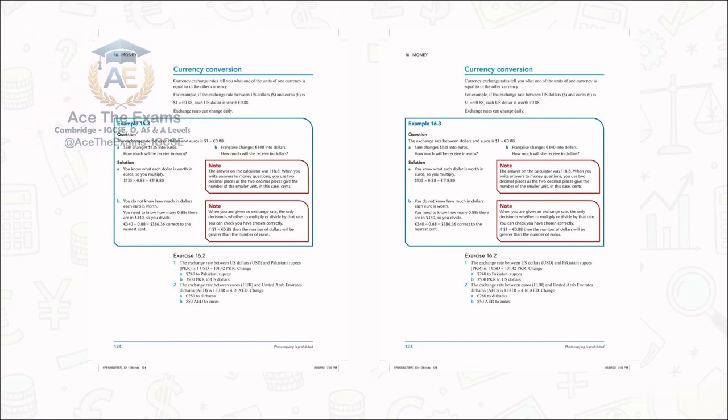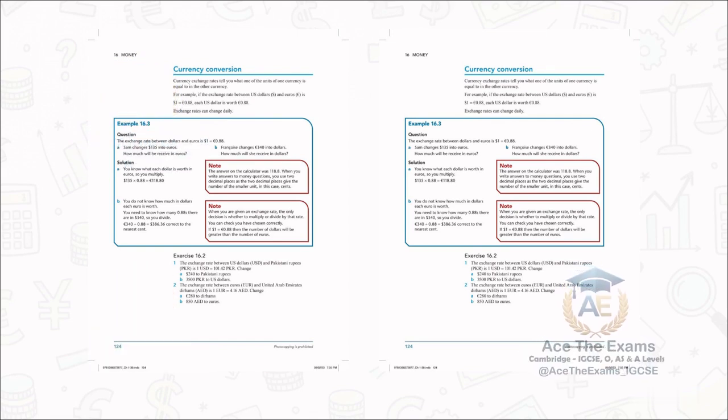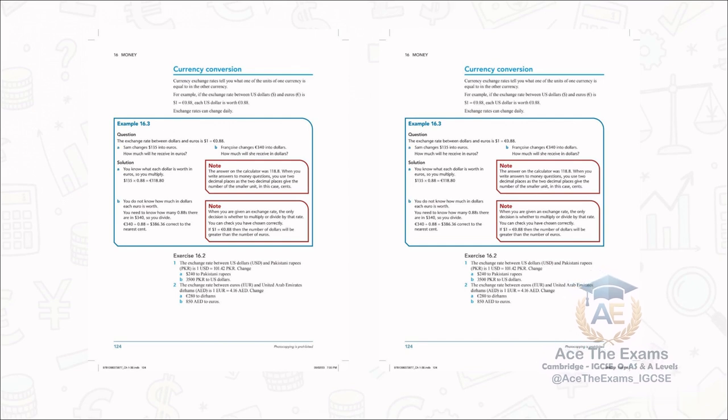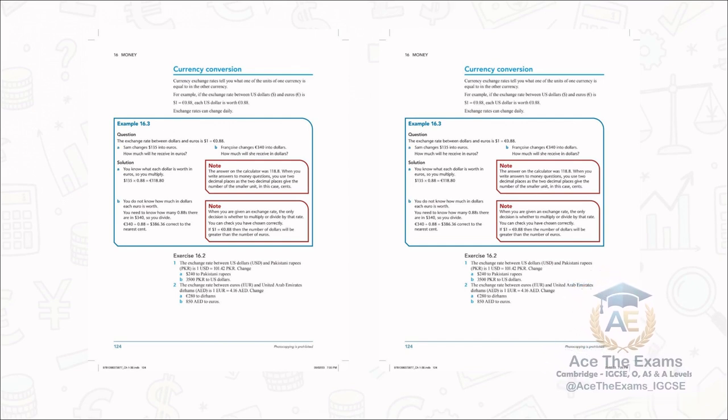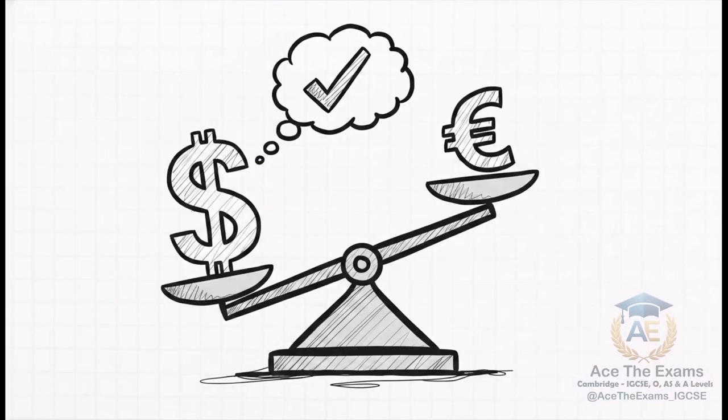Now look at Francoise on the right. She has 340 euros and wants dollars. She doesn't have a direct 1 euro equals X dollars rate given to her. She needs to find out how many chunks of 0.88 fit into her 340. So she divides. 340 divided by 0.88 gives her $386.36.